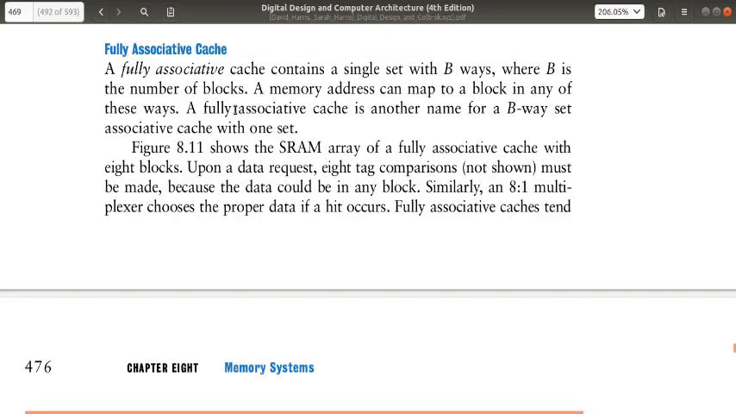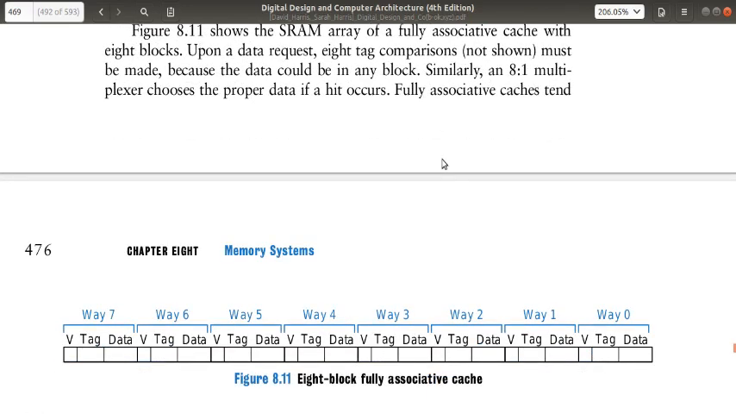Okay, moving on to the next one, which is a fully associative mapping, or a B-way set associative mapping, same thing. So here what is happening? Here there is only one set, right? Only one set, and all the blocks are in that set. So it is completely flexible. There is no issue of where the data will go. So if there is an empty spot, the new block can be accommodated there.